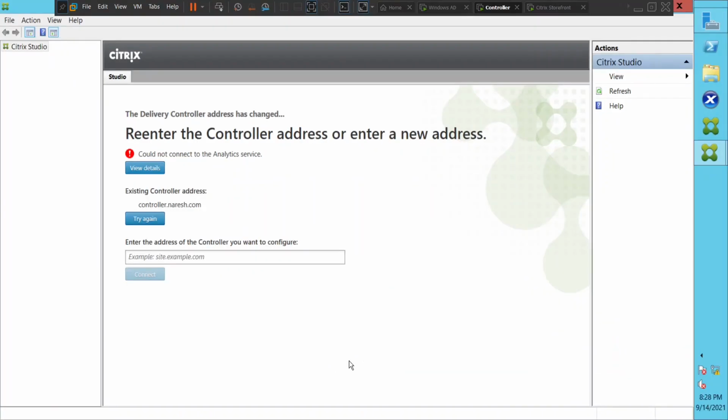Hi everyone, I just turned on my lab environment and when I opened my Studio console, it says something like could not connect to analytics service. So I'm just trying to troubleshoot this problem.